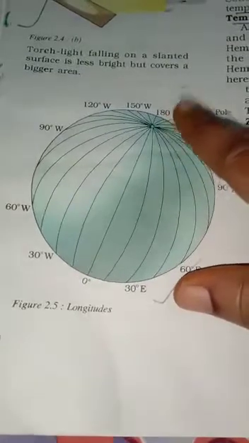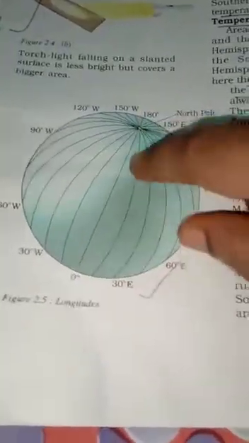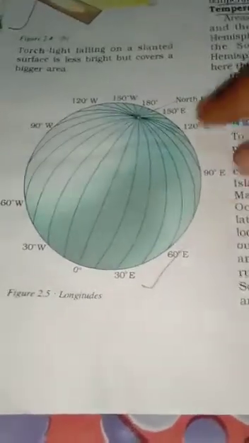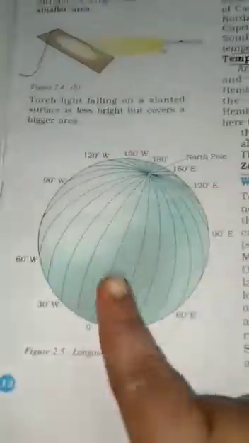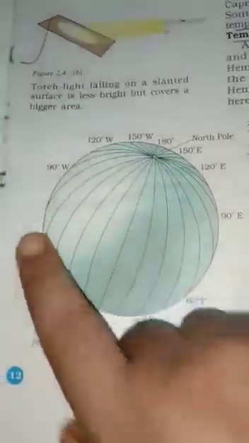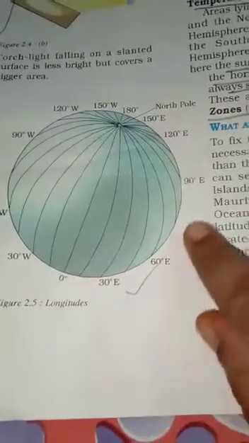For that, we do not say east or west, it is equal, 0 degree and 180 degree are equal. Any one side we can consider and calculate as 0 degree or 180 degree. So this is the picture. The 0 degree is in the middle, and if we move to the left side, the degrees increase with west, and if we move to the right side, degrees increase with east.